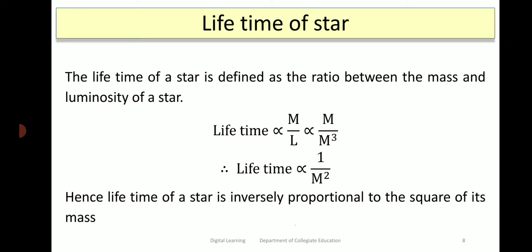Now, we'll discuss the lifetime of a star. The lifetime of a star is defined as the ratio between the mass and luminosity of a star. Therefore, lifetime of a star is proportional to m by L, that is proportional to m by m cube, because L is proportional to m cube. So lifetime is proportional to 1 by m square. Hence, lifetime of a star is inversely proportional to the square of its mass.